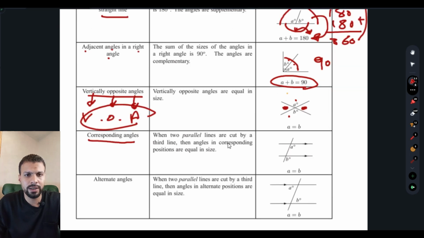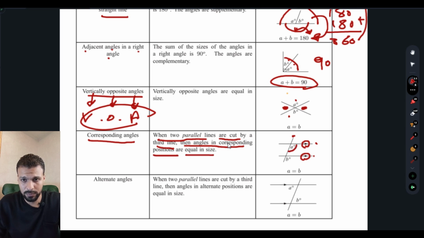Continue. Corresponding angles. When two parallel lines are cut by a third line, that means these lines are parallel by this shape, and I have another line intersecting them, then angles in corresponding positions are equal in size. A and B are corresponding, so A equals B. That is the meaning of corresponding.